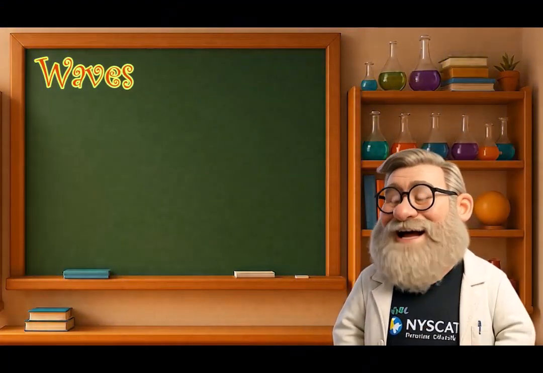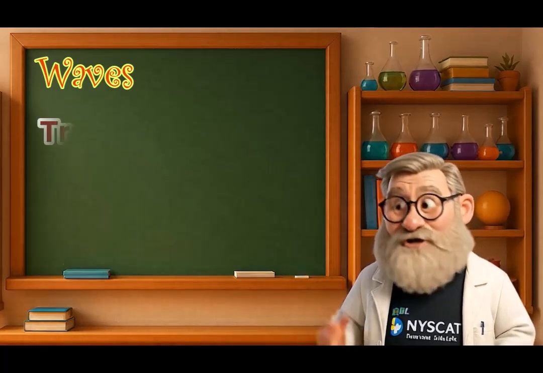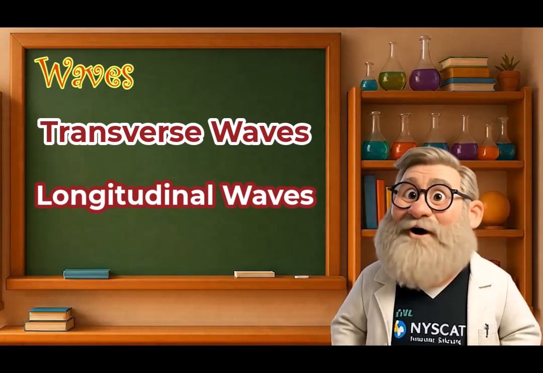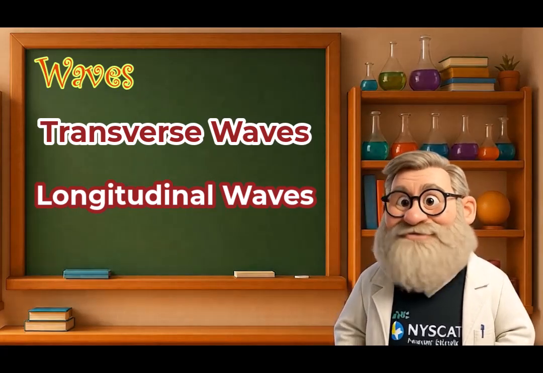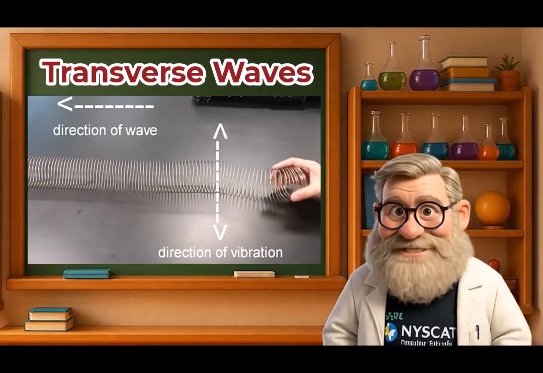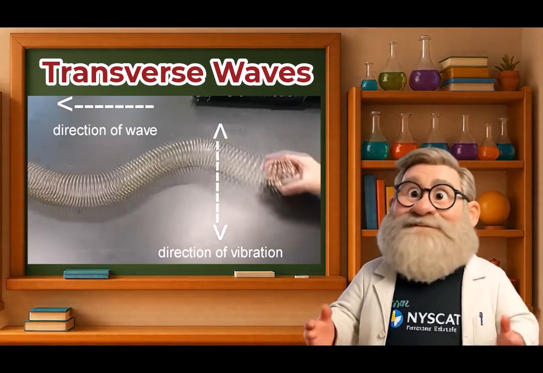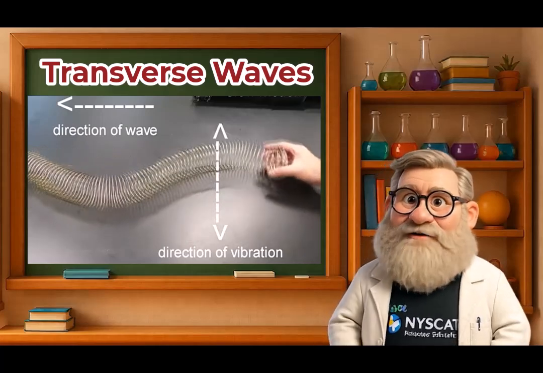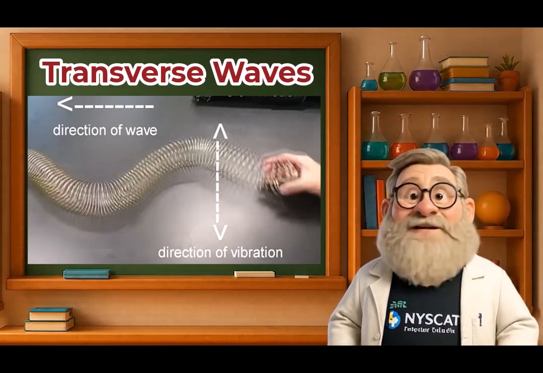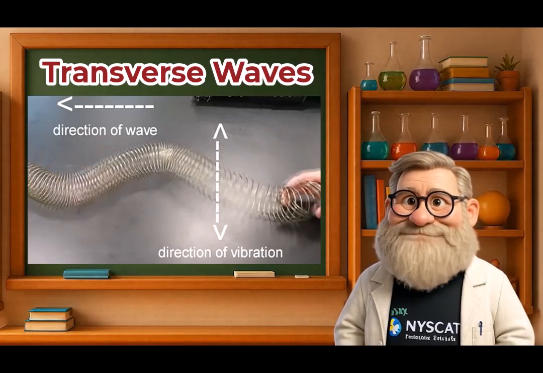Now that we understand what waves are and how they move, let's look at the two main ways waves can travel: transverse and longitudinal. These terms describe the direction that the particles in the medium move compared to the direction the wave is traveling. In a transverse wave, the particles move perpendicular, or at a right angle, to the direction the wave travels. Imagine shaking one end of a rope up and down. The wave moves forward, but the rope moves up and down. Light waves and water surface waves are good examples of transverse waves.